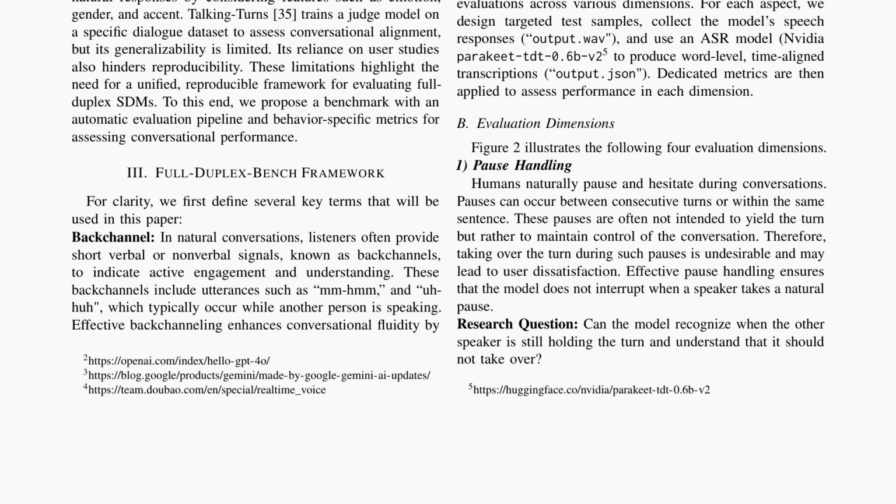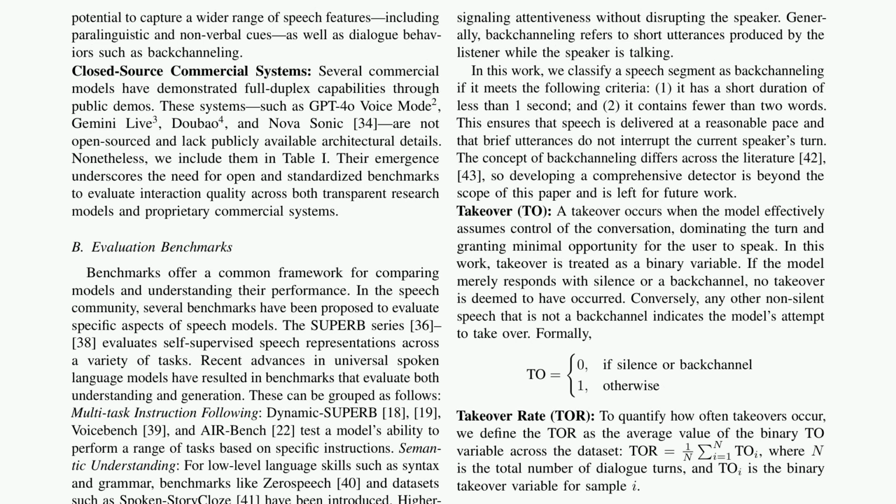3. Full-Duplex-Bench framework. For clarity, we first define several key terms that will be used in this paper. Backchannel. In natural conversations, listeners often provide short verbal or nonverbal signals, known as backchannels, to indicate active engagement and understanding. These backchannels include utterances such as "mm-hmm" and "uh-huh," which typically occur while another person is speaking. Effective backchanneling enhances conversational fluidity by signaling attentiveness without disrupting the speaker. Generally, backchanneling refers to short utterances produced by the listener while the speaker is talking.